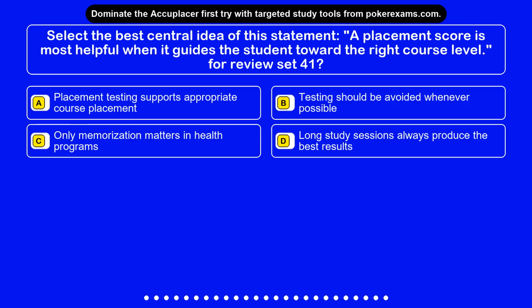Question 13. Select the best central idea of this statement. A placement score is most helpful when it guides the student toward the right course level. For review set 41. Option A. Placement testing supports appropriate course placement.